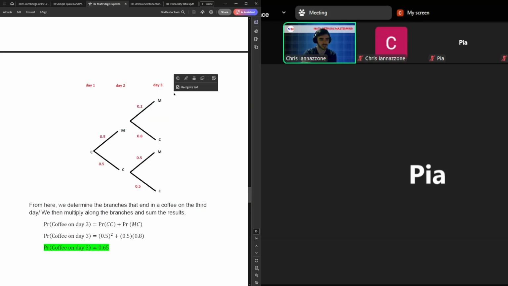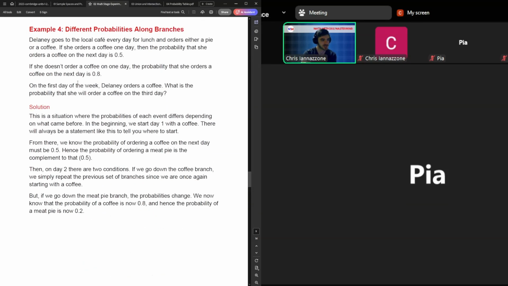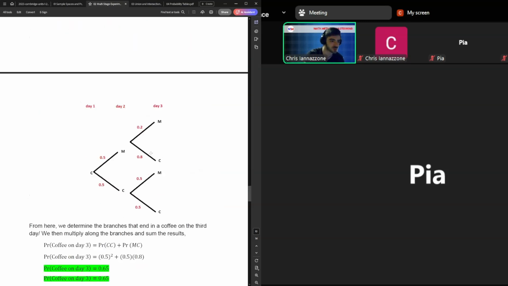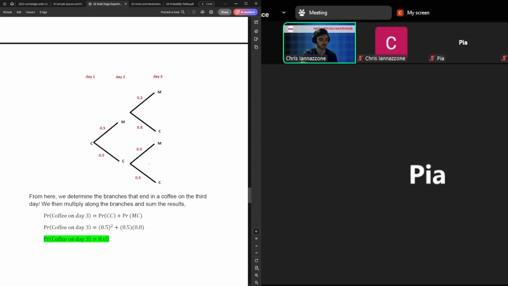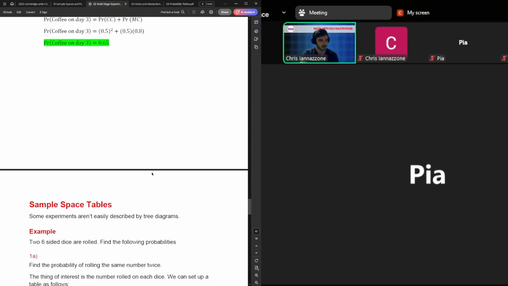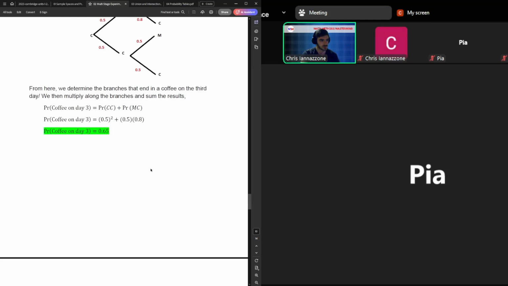This is a pretty repeatable setup. You'll notice by the structure of the question, without even looking into too much detail, if you see wording like "if this, then this, then this," it's pretty likely to be a conditional probability question. So that's the use of tree diagrams for multi-stage experiments. Fair enough with that?